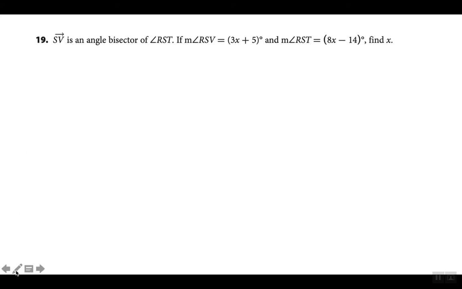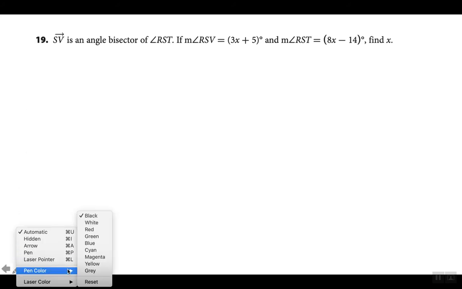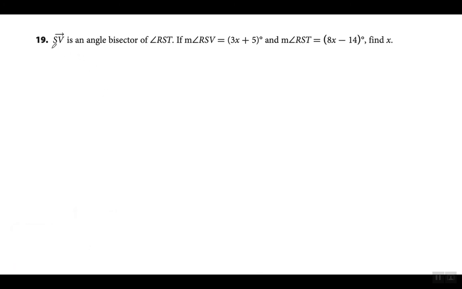Okay, and then let's look at this one. On this one, they're saying that ray SV is an angle bisector of angle RST. All right, before we continue, let me just sketch that out. Now, I don't know what angle RST looks like.